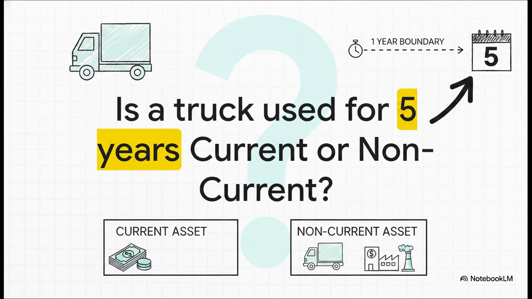Think about the rule. It's going to be used for 5 years, which is well past our one-year boundary line. Therefore, it is absolutely a non-current asset, specifically part of property, plant, and equipment. Keep that one-year rule at the very front of your mind. Remember that assets equal ownership and value, and you are going to absolutely crush this section of the test.